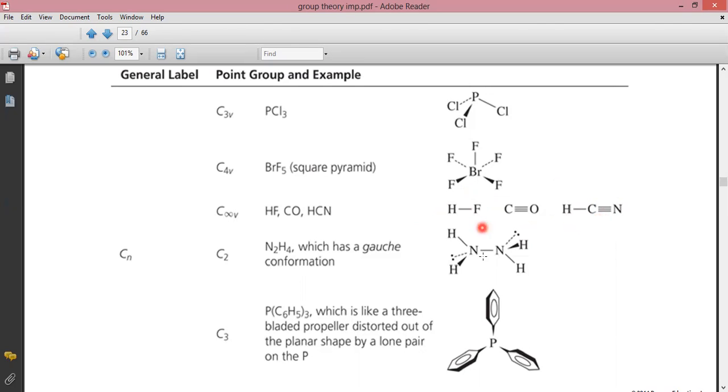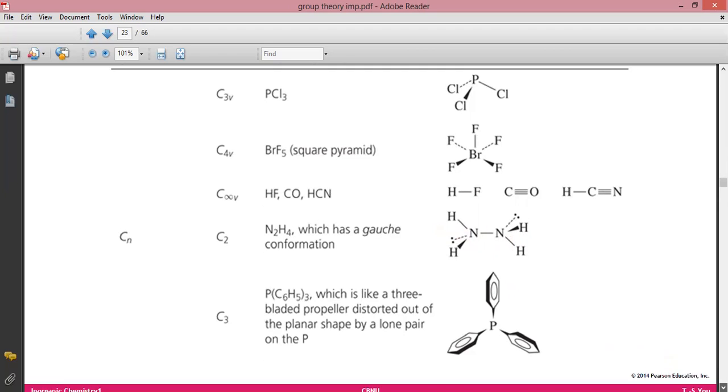Okay. Similarly, if you see this molecule, N2H4 has a gauche conformation. You should know the conformation of this molecule also. In this molecule, only a C2 axis is present. No other symmetry element is present.